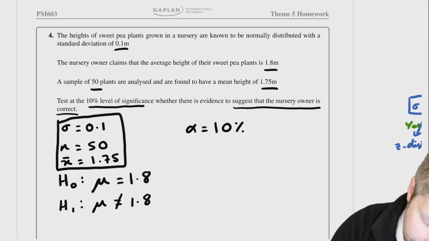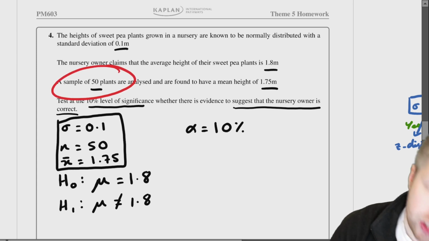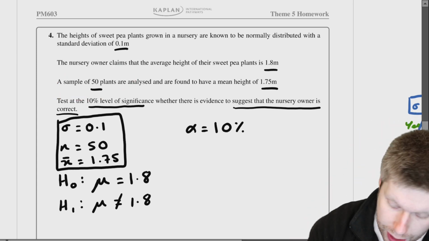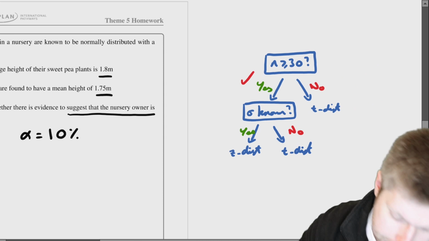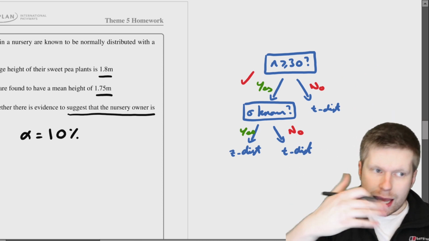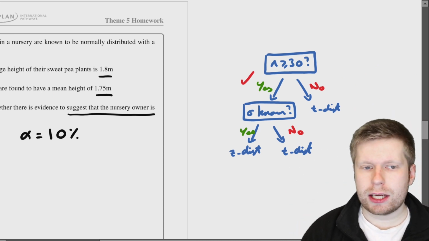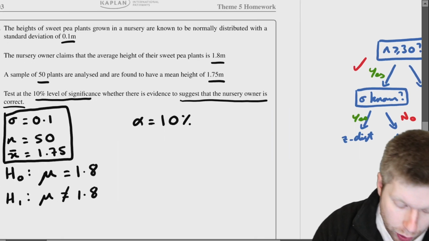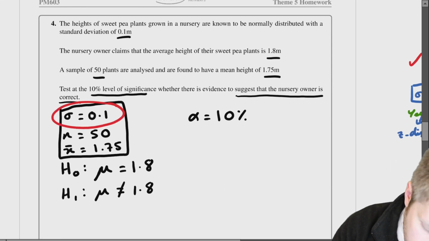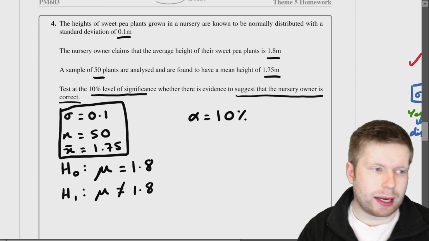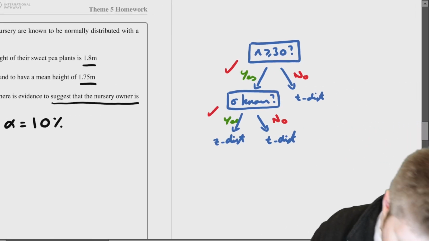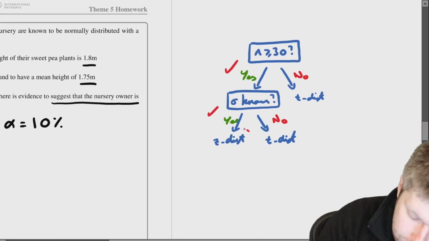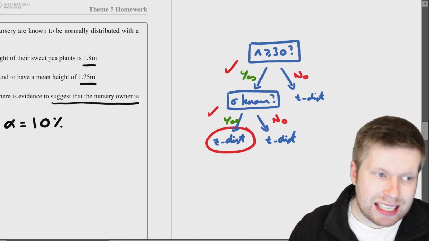Let's have a look. I have 50 sweet pea plants in my sample. So yes, my sample size is bigger than or equal to 30. Next question, do I know what my population standard deviation is? Yes, I do. I got the 0.1, I didn't have to find that from my sample. So therefore I know my population standard deviation, so I can get away with using my Z distribution.